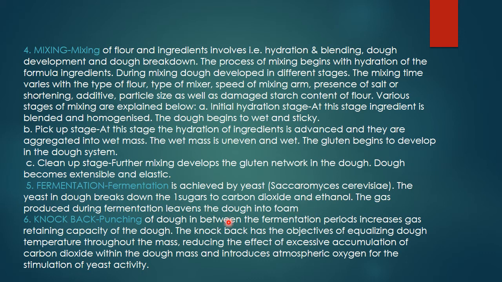Now, the knockback, or punching of dough in between, that is the sixth step. Between the fermentation periods, it increases the gas retaining capacity of the dough. The knockback has the objectives of equalizing dough temperature throughout the mass, reducing the effect of excessive accumulation of carbon dioxide within the dough mass, and introducing atmospheric oxygen for the stimulation of yeast activity.